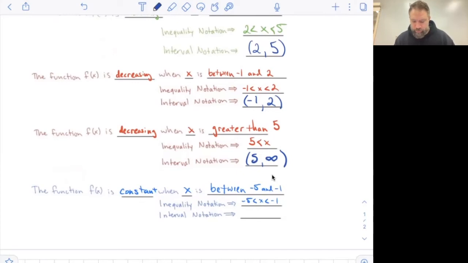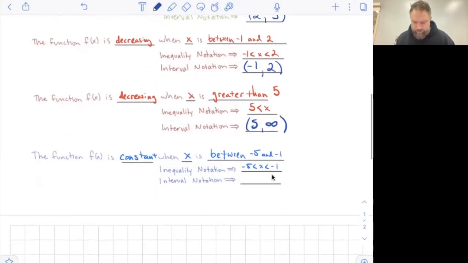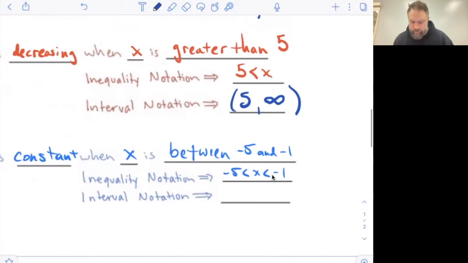So, last one here. Between -5 and -1, it remains constant. Okay, no problem. Same thing, doesn't include -5. Doesn't include -1. Okay.